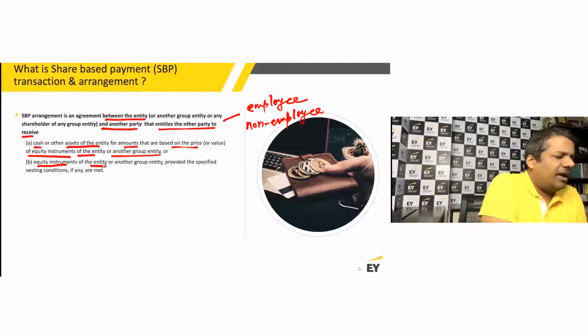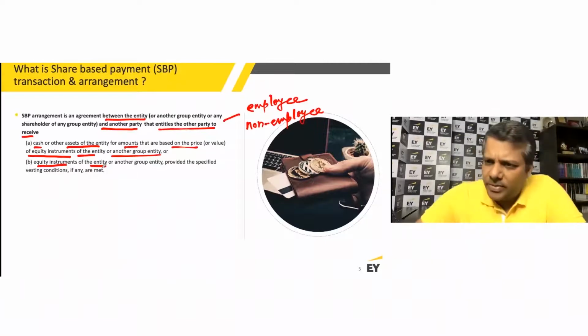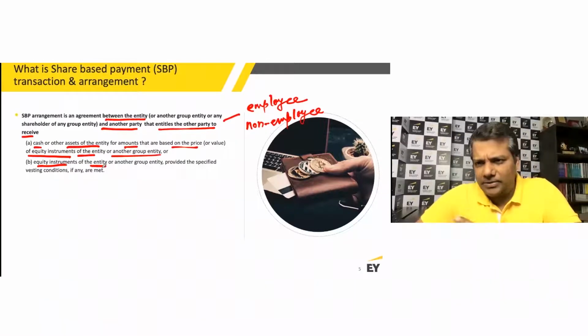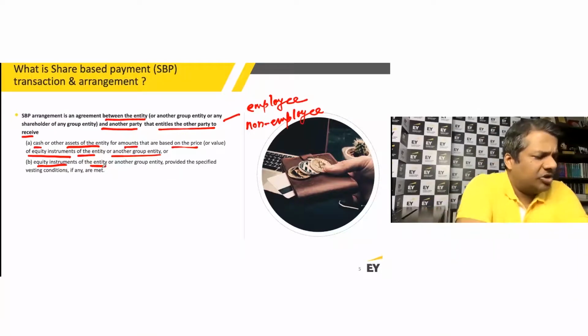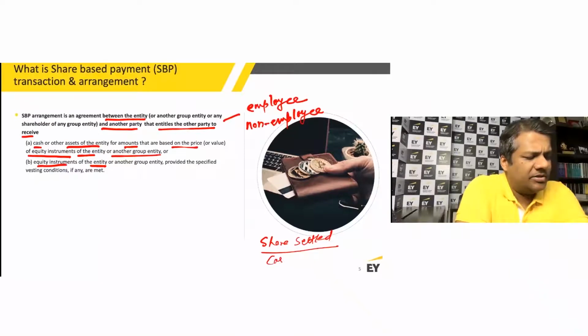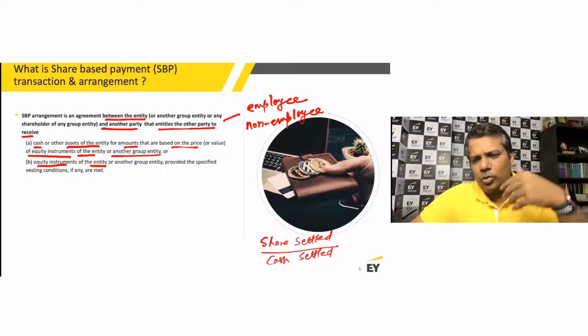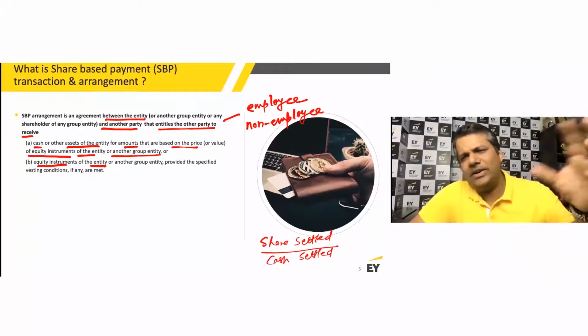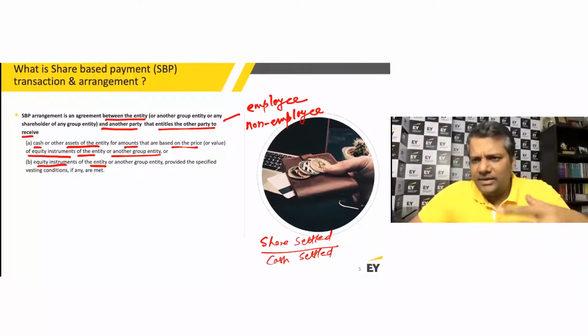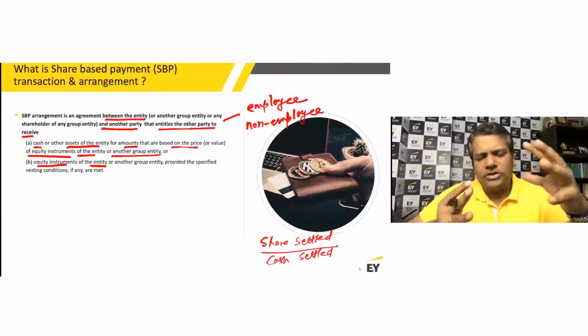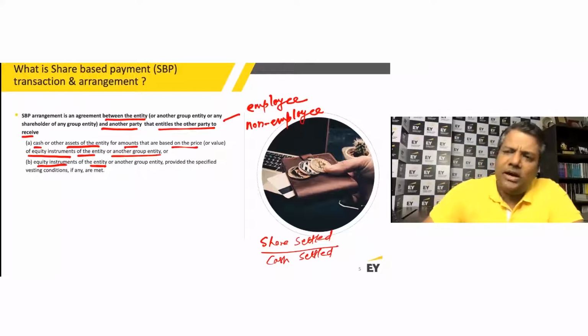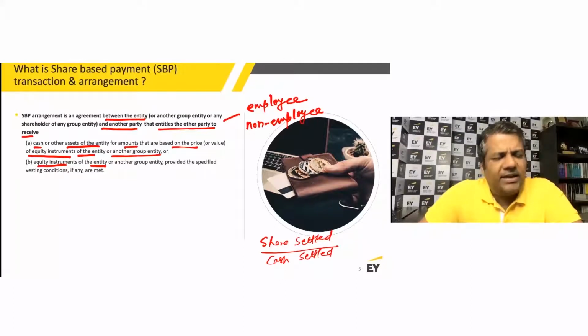So when you look at equity share-based payment arrangements, they are of two types. They are share settled, as we call it, or they are cash settled. Share settled or cash settled. That means you will either give cash or other assets, though very rarely anything other than cash, or you will issue the equity shares. So both types of arrangement are what we see between the entity and the other party, which is an employee or a non-employee.